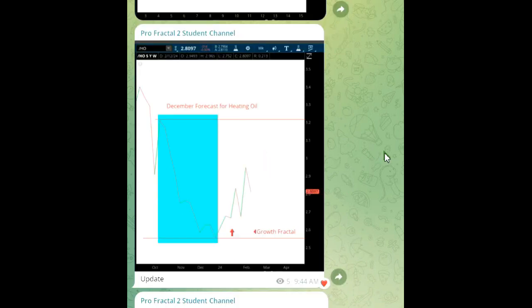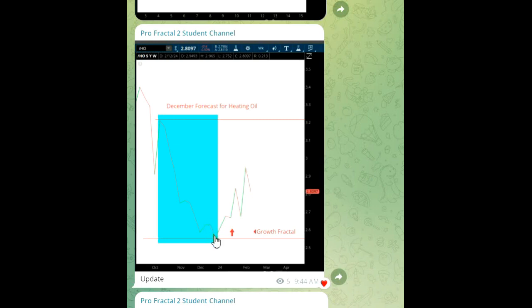And what I have here, a couple more examples. We have one here on heating oil. We got that back in the beginning of the year, I believe. Again, we have a typical growth fractal here.